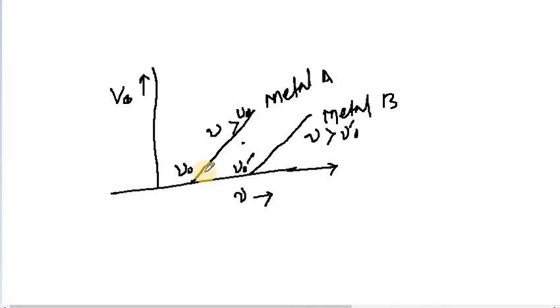There exists a certain minimum cutoff frequency nu 0 for which the stopping potential is 0. The maximum kinetic energy of a photoelectron varies linearly with the frequency of the incident radiation but is independent of its intensity. Another point is that for a frequency nu of incident radiation lower than the cutoff frequency nu 0, no photoelectric emission is possible even if the intensity is large. So frequency is a very important parameter for the photoelectric effect.